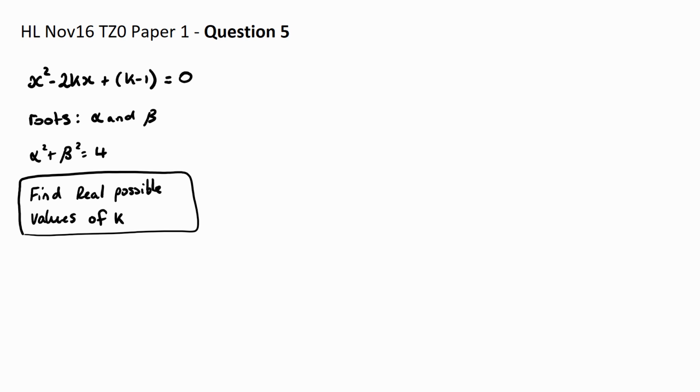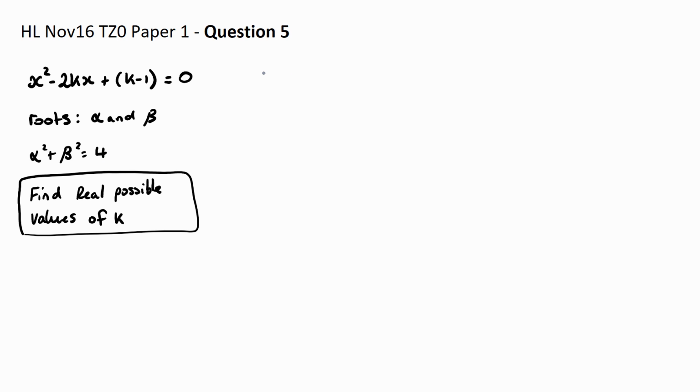Question 5. So we have a quadratic equation, x squared minus 2kx plus k minus 1 equals 0. And we know the two roots are alpha and beta. And we also know that alpha squared plus beta squared equals 4. And the question says, without solving the equation, find the possible values of the real number of k. So this is a very neat question, very nice question, this one.